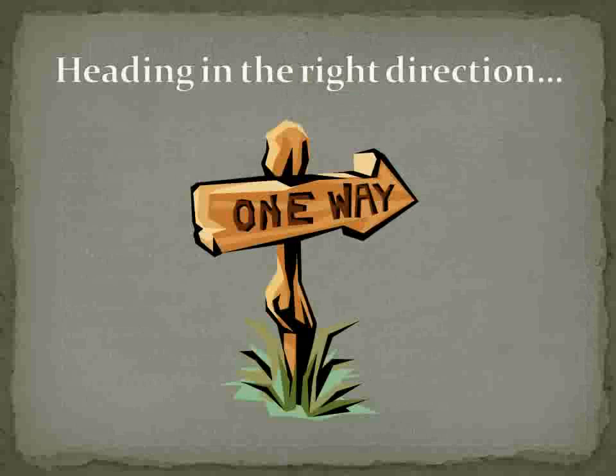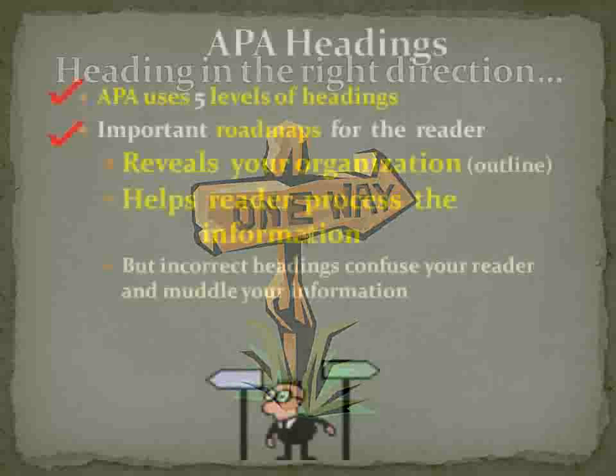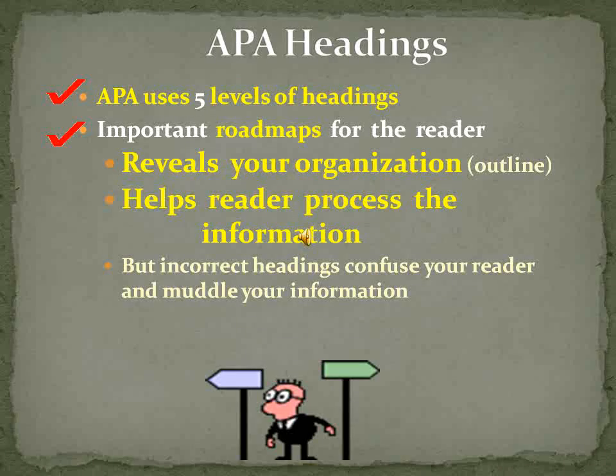Now let's look at headings. Headings can also serve as directional devices, pointing your readers where you'd like them to go, or at least helping them to see and understand the points you're trying to make. As most of you have learned or are quickly learning, APA generally uses 5 levels of headings. These serve as important roadmaps for the reader, especially with organization.